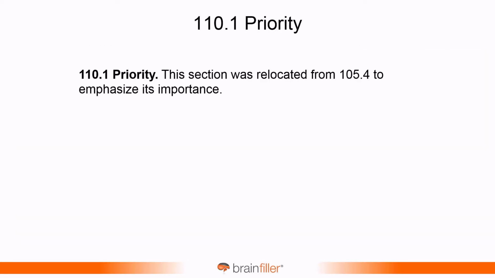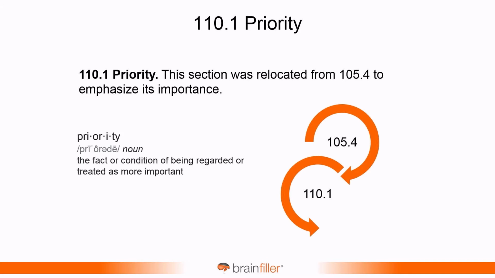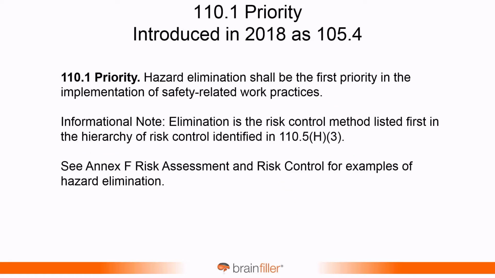To begin with, I want to talk about priority. Priority was introduced in the 2018 edition of NFPA 70E. And again, I consulted my dictionary, and it said that priority is a fact or condition of being regarded or treated as more important. This originated in section 105.4, and now it's been relocated to 110.1. So what is it about priority that is so important that it's going to be 110.1, the very first text that you're going to find in 110?